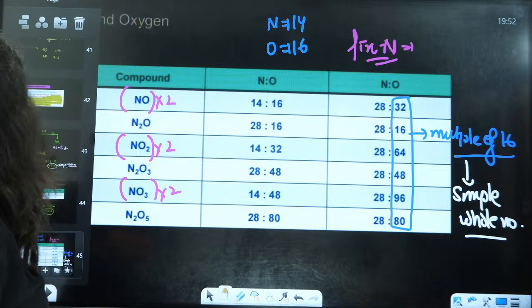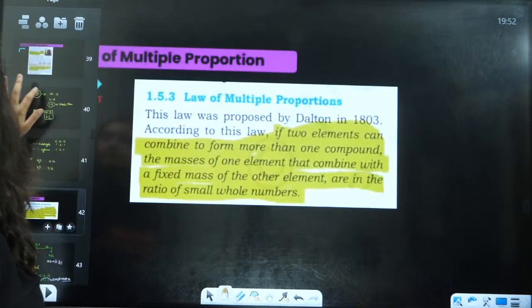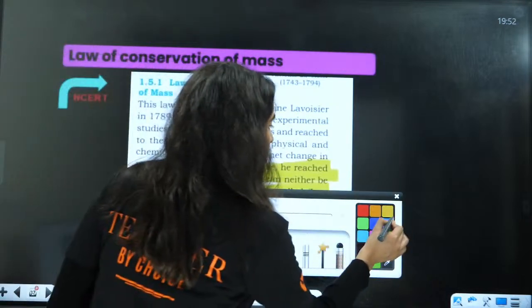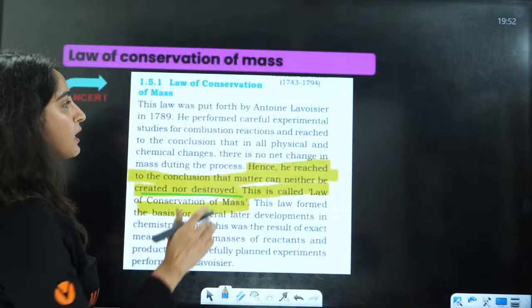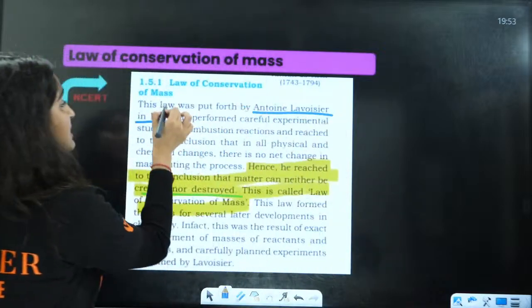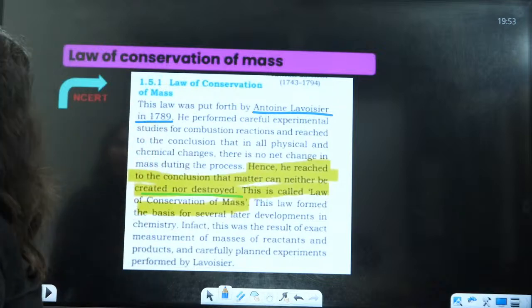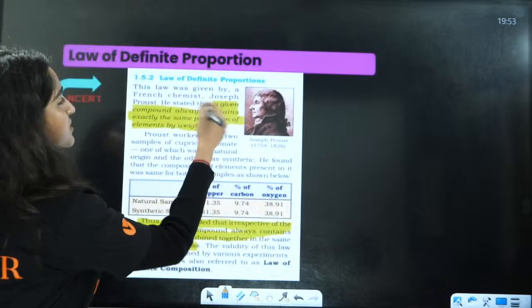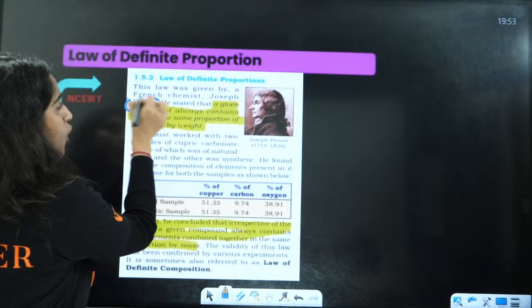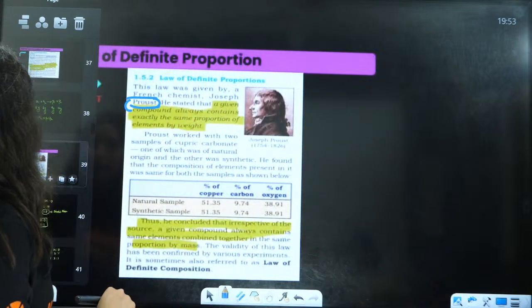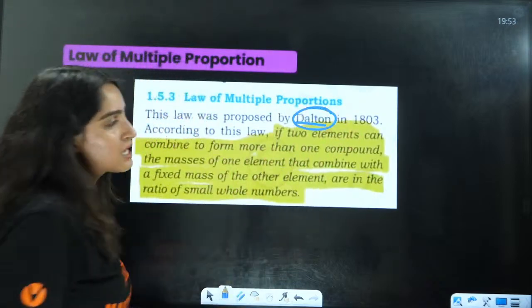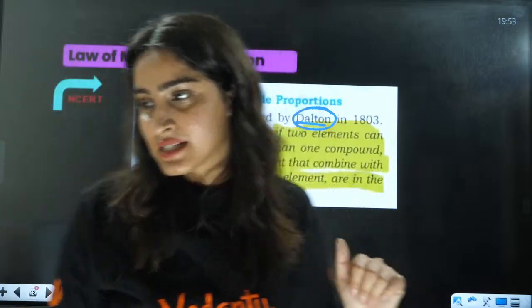You want to know the names of scientists that proposed the different laws, right? This is all from your NCERT. This was given by Lavoisier in 1789. But nobody is going to ask you the history behind that. Now, the law of definite proportion was given by Proust. Next, the law of multiple proportion was proposed by Dalton.